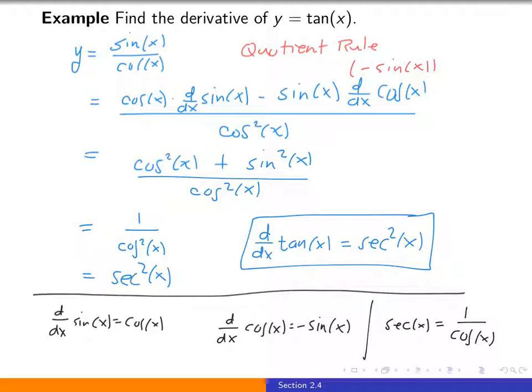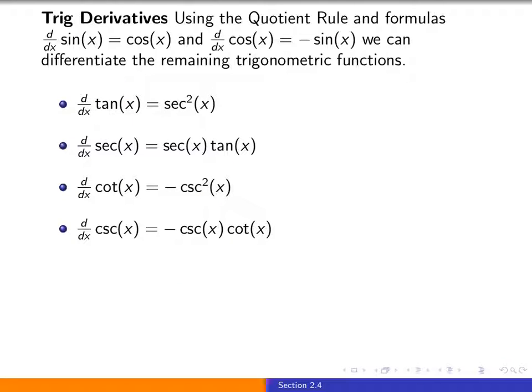Now, from a big picture perspective, what this last example is illustrating for us is that if we take any of the remaining trig functions, so tangent, cotangent, secant, or cosecant, we can rewrite them in terms of sine and cosine and use the quotient rule to differentiate them. And if we do, we'll get the following differentiation formulas. So we just found that the derivative of tangent is secant squared. Using this same exact procedure, the derivative of secant is secant tangent. The derivative of cotangent is minus cosecant squared. And the derivative of cosecant is minus cosecant cotangent.